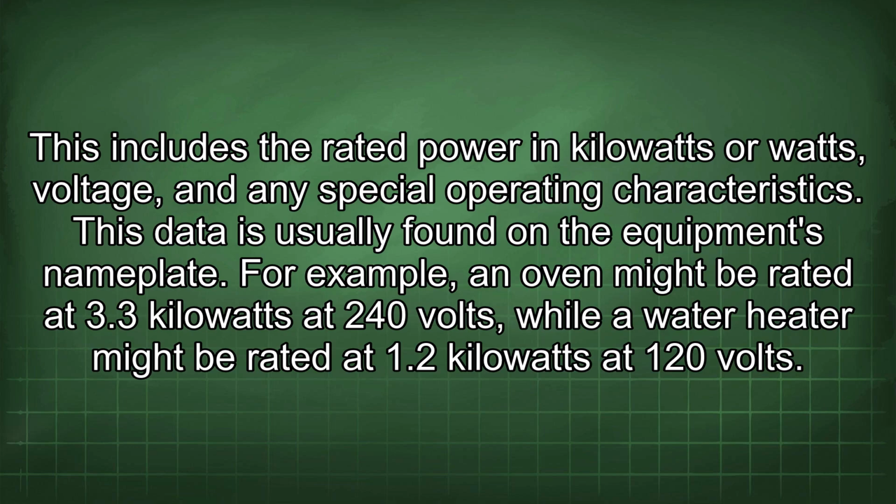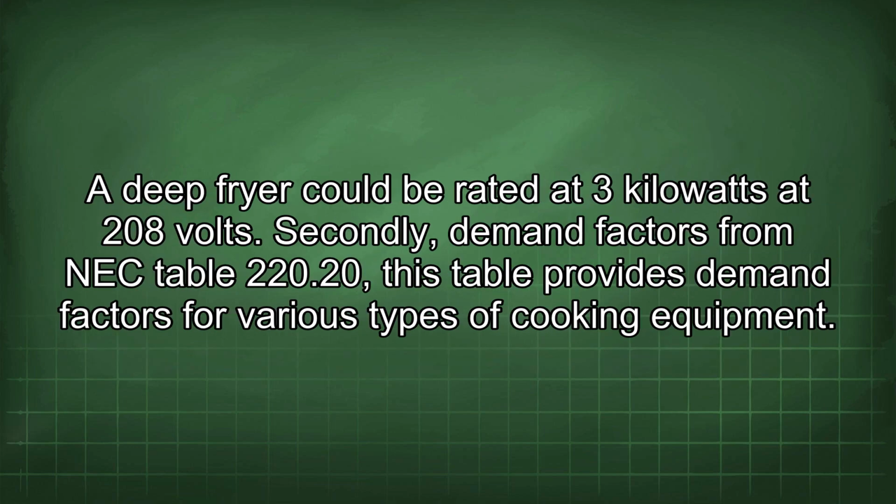For example, an oven might be rated at 3.3 kilowatts at 240 volts, while a water heater might be rated at 1.2 kilowatts at 120 volts. A deep fryer could be rated at 3 kilowatts at 208 volts.